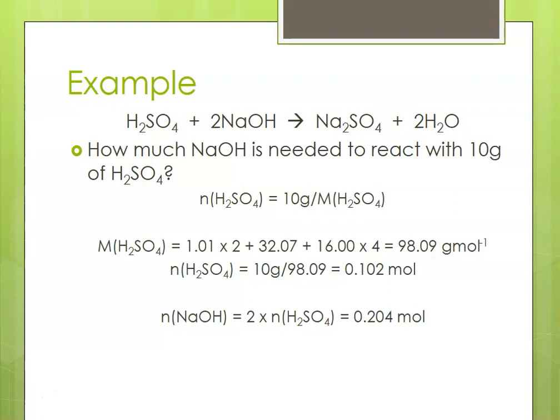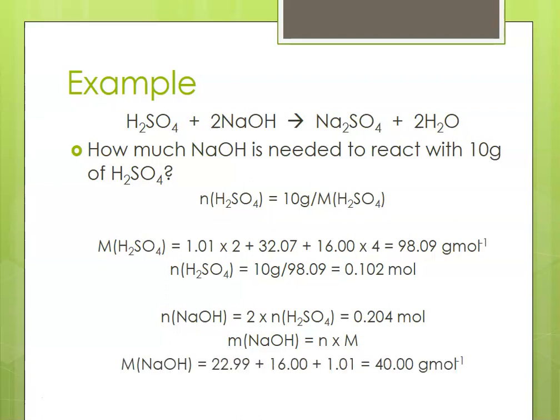Now that we know how many moles of sodium hydroxide we need, we can work out the mass. Mass is moles times molar mass. We need to work out the molar mass. So sodium 22.99, oxygen 16.00, and hydrogen 1.01. So that gives us an exact number of 40.00 grams per mole. We can put that back into the formula. So multiply that by 0.204. And we find out that we need 8.15 grams of sodium hydroxide.